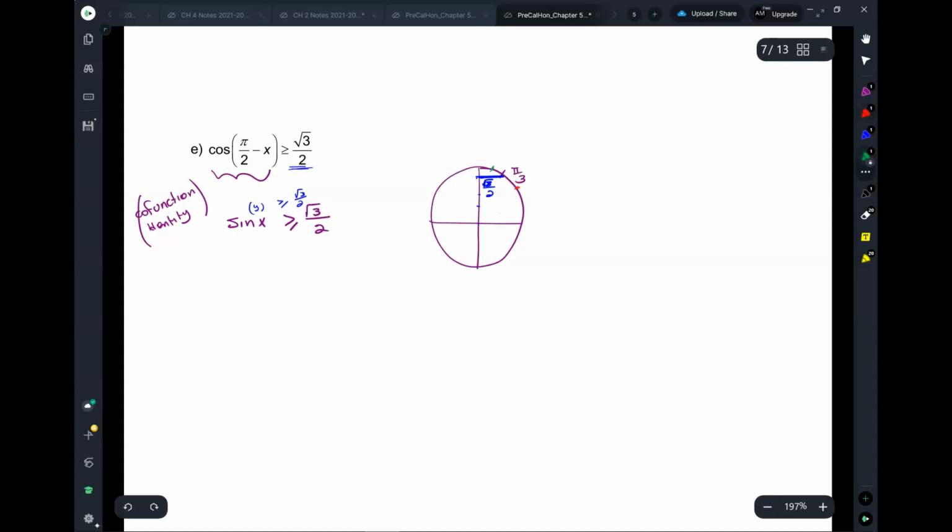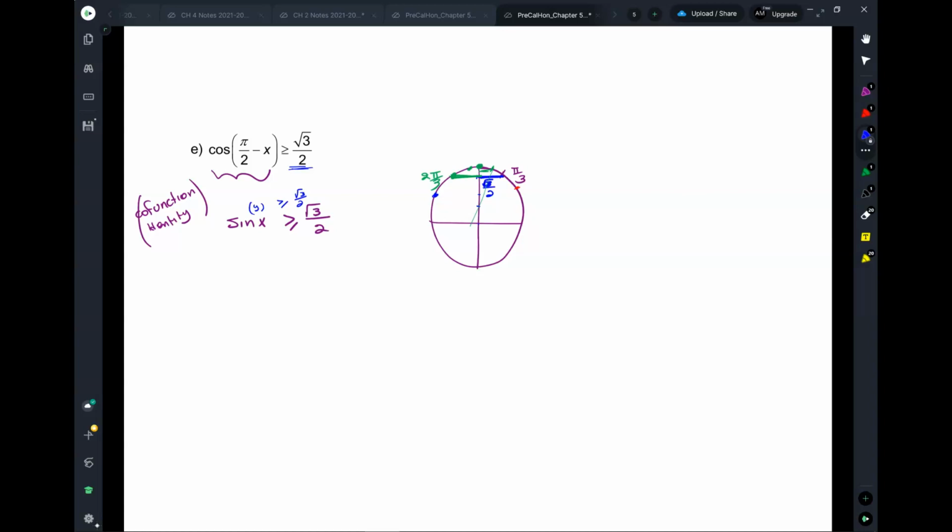What about if I'm here? Is that a point where y is greater than root 3 over 2? Yeah. What about here? Yep. Here, there is a point where it's exactly root 3 over 2 again. What's that angle there? 2 pi over 3. Past that, if I'm here, is y greater than or less than root 3 over 2? Less than.